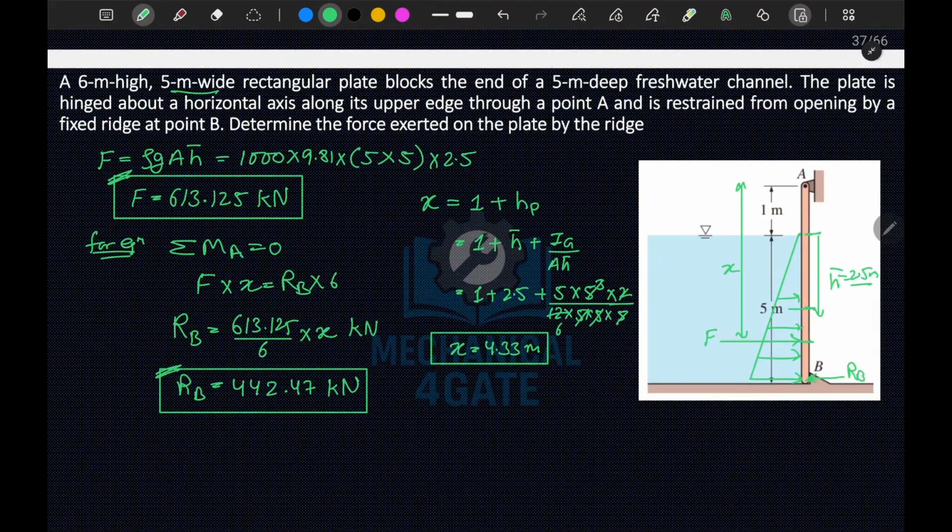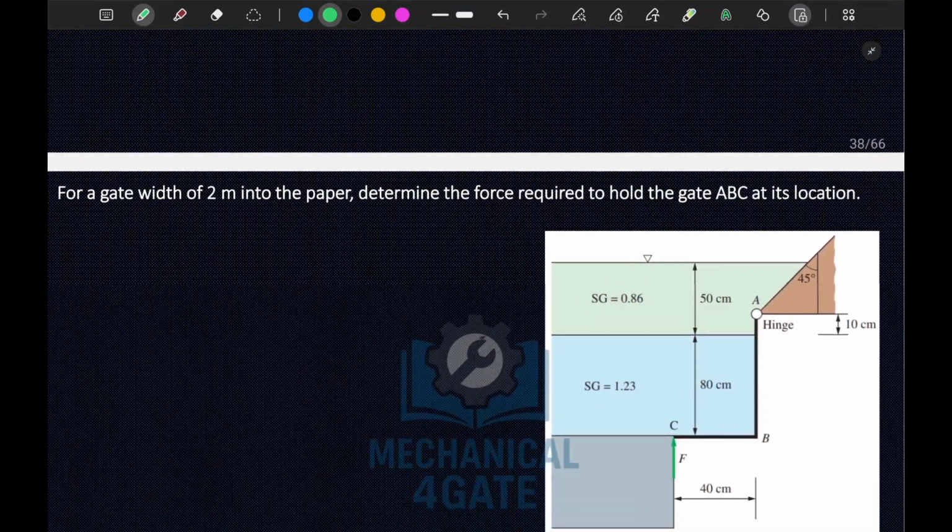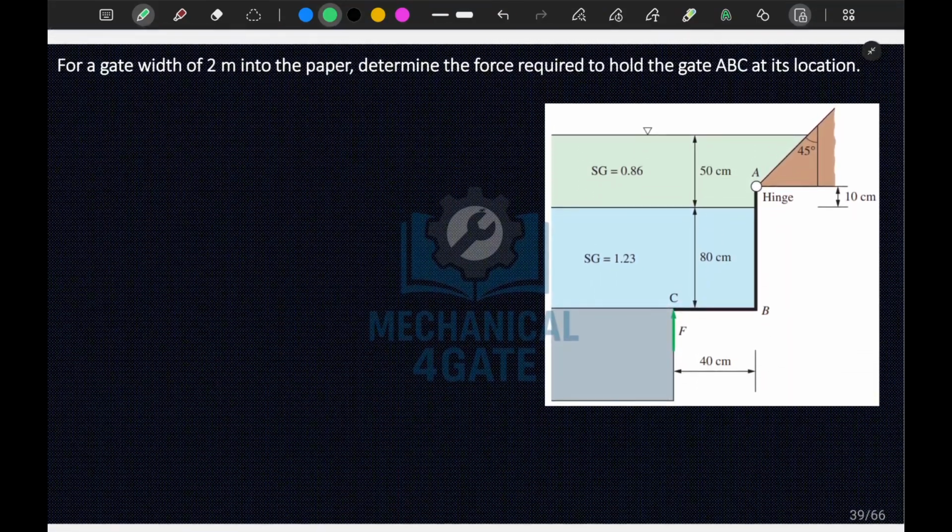Now we will be moving to our next question, that is this one. For a gate width 2 meter into the paper, okay, 2 meter into the paper, determine the force required to hold the gate ABC at its location. So this is your gate ABC. Now if you see here, there are two fluids on the same plate here, okay.